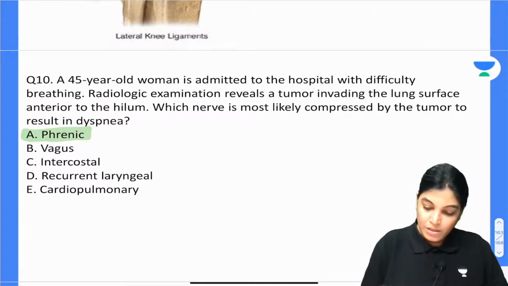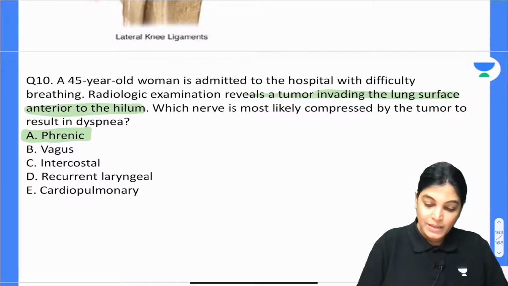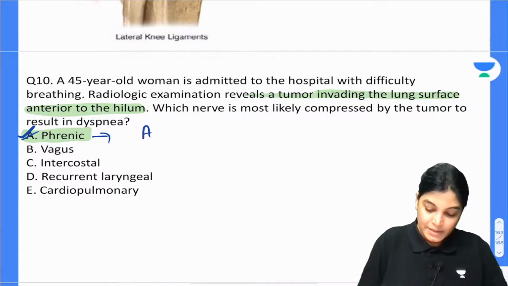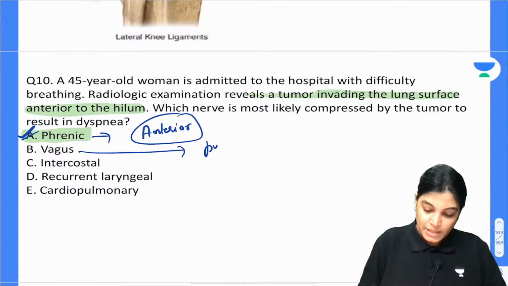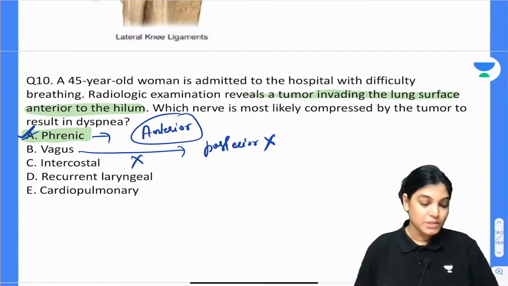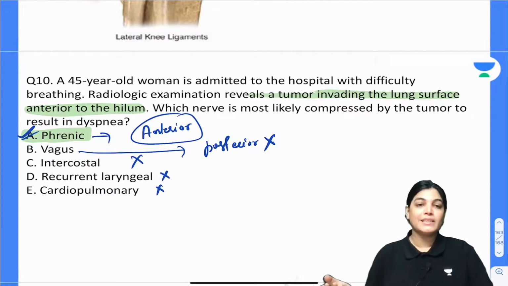Why? Because the tumor is invading the lung surface anterior to the hilum, and in these options, the phrenic nerve is passing anterior. The relation of the phrenic nerve is anterior to the hilum. The vagus nerve is posterior to the hilum, so it is not the right answer. The intercostal nerve will be in the intercostal space. The recurrent laryngeal nerve has a different relation on the right and left hand side.